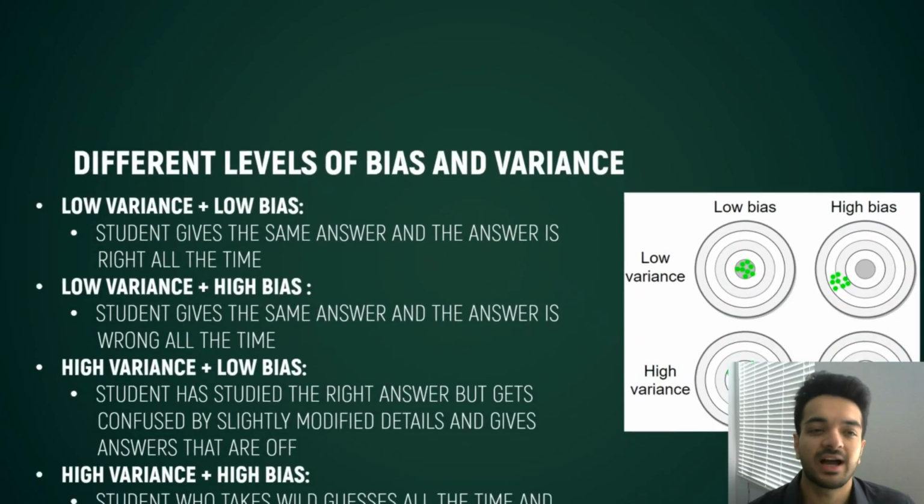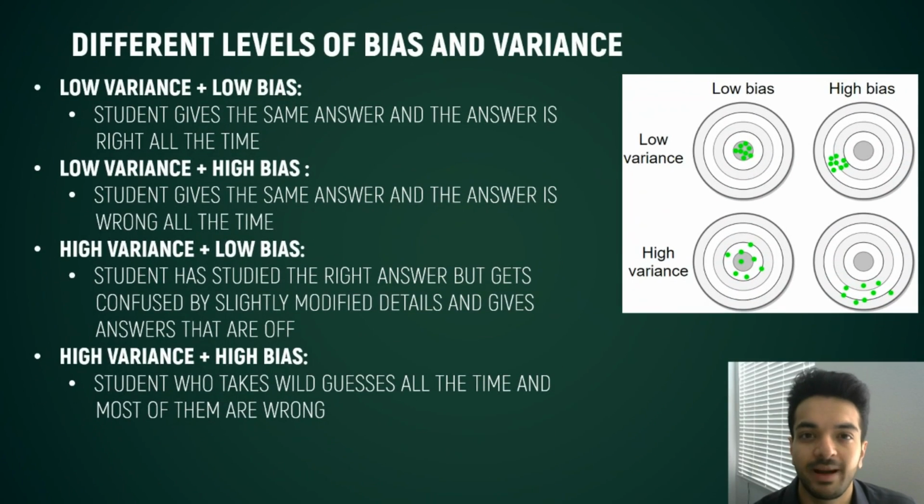Now let's take a look at how the different levels of bias and variance look like. So the ideal scenario is low variance and low bias. So in the image on the right side, the top left part is with low bias and low variance. So here you can see that all the points are centered on the target and there's a very narrow spread. They're all around the same area on the target.